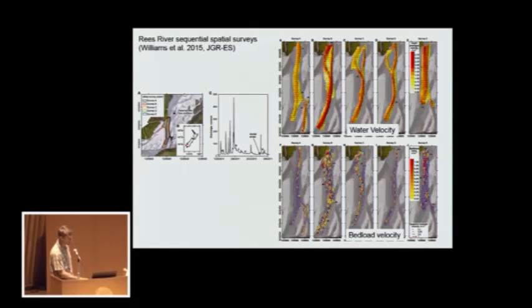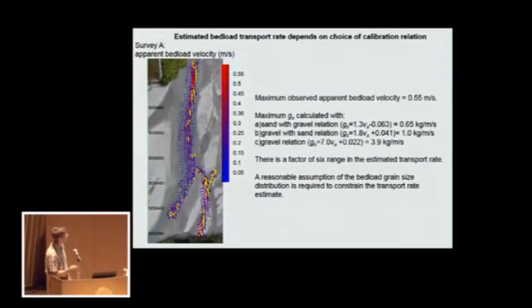But how do we use the calibration to come up with an estimate of the actual transport rate? Here's a close-up of that first survey where the bedload velocity is coming down into this secondary Anna branch. Based on which calibration relation we use, we can have estimates of the maximum velocity, which was 55 centimeters per second, could have been 0.6 kilograms per meter per second, or as high as 4 kilograms per meter per second, depending on whether we're using the gravel relation or the sand with gravel. That's a factor of 6 difference, and we have no real a priori method to know which one is the correct one to use.